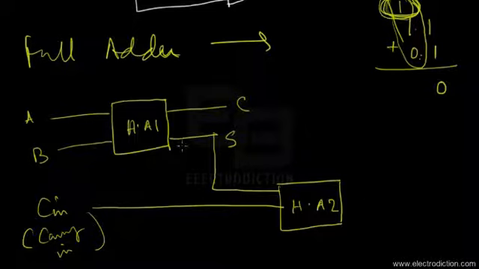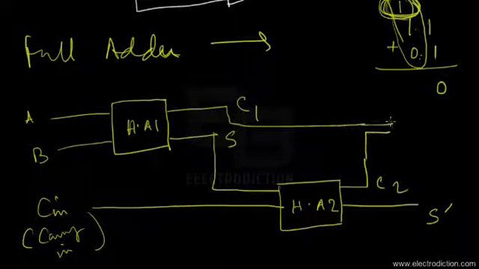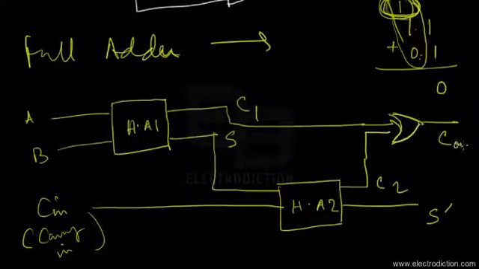Half adder 2, like half adder 1, produces another sum denoted by S dash and a carry denoted by C2. Half adder 1 produces a carry of C1. Now both the carries of the half adders are put together into an OR gate, and the resultant that we obtain over here, termed as the Cout or the carry out, represents the net carry of this full adder stage.